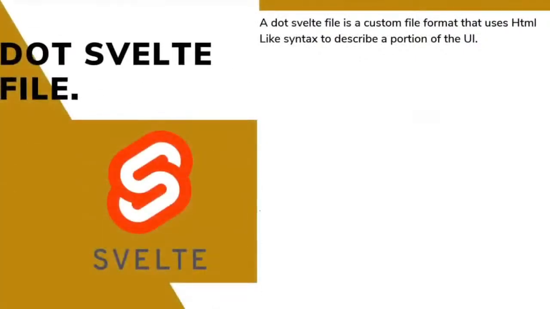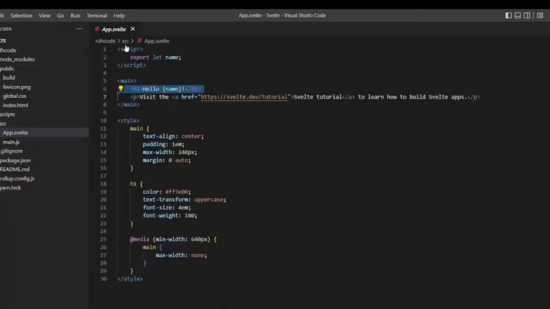A .svelte file is a custom file format where we write our code using a superset of HTML to describe a portion of the UI. For example, in our project we have one .svelte file, namely app.svelte, which is responsible for the heading and the paragraph in the UI. So a .svelte file is responsible for a portion of the UI.